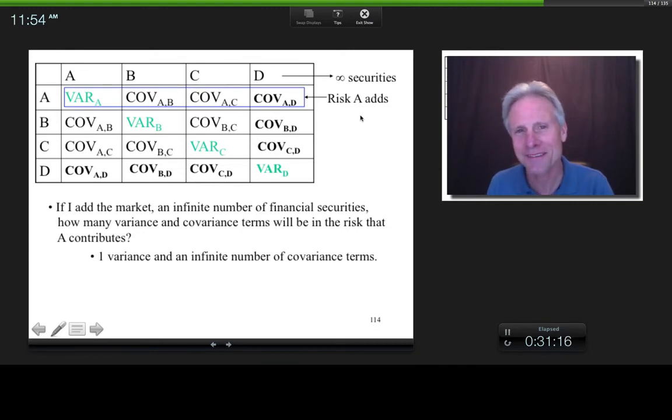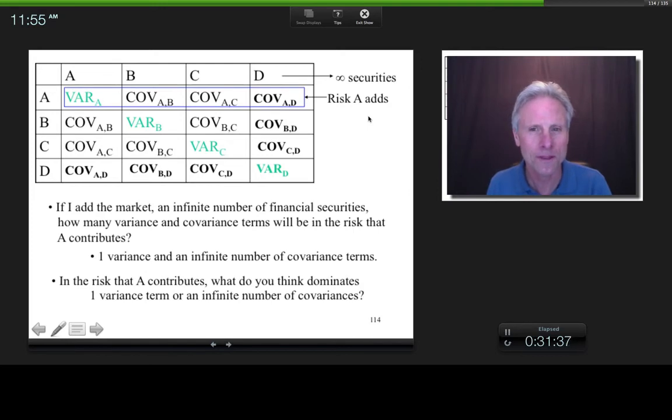And so we said that A's non-diversifiable risk was the amount of risk that it added or contributed to a well-diversified portfolio. So now we have a well-diversified portfolio, and the amount of risk that A adds is basically one variance term and then an infinite number of covariance terms. This is where, again, I'm going to do some hand waving. We're not going to get into a lot of fancy mathematics. To be honest with you, I'd have to go back and look at my old PhD notes to even remind myself all the mathematics. So I'm just going to rely on intuition. So I have one variance term, and I have an infinite number of covariance terms.